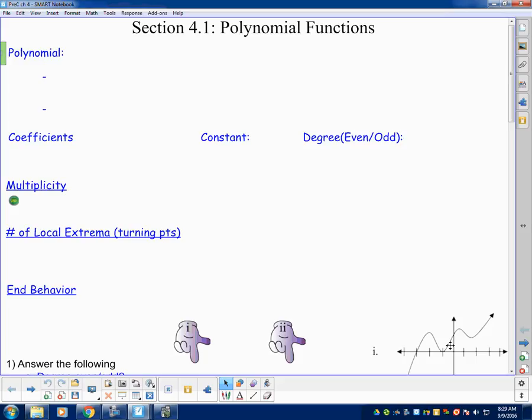Looking at 4.1, this is the first section of our study on polynomial functions. Also this semester we're going to study in great depth exponential and logarithmic functions. So you saw that a little bit last year. That's usually the response I get.